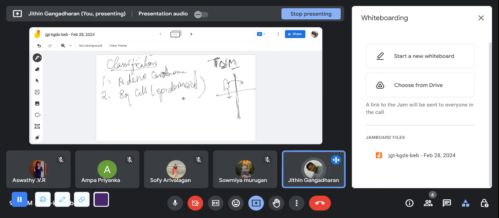Just understand the conditions. Then is small cell carcinoma, otherwise known as oat cell carcinoma. Next is large cell carcinoma, otherwise known as undifferentiated carcinoma.